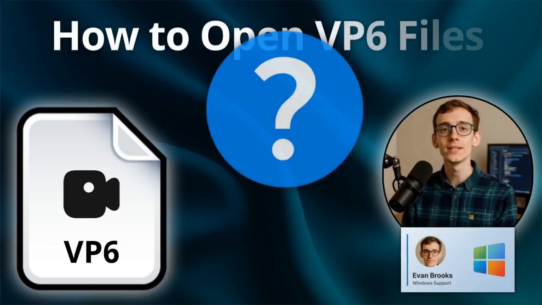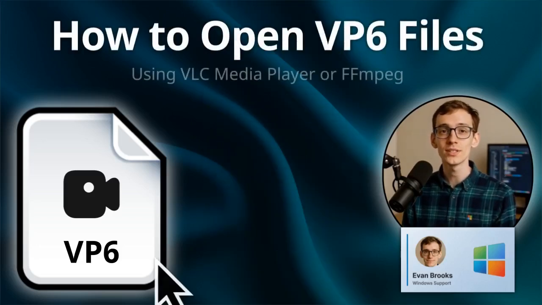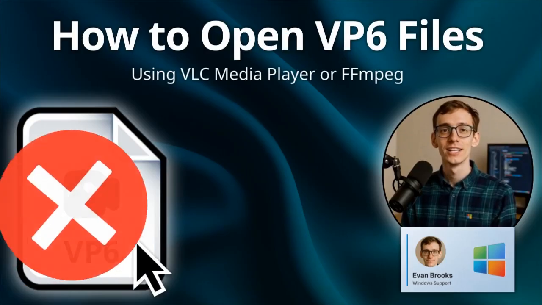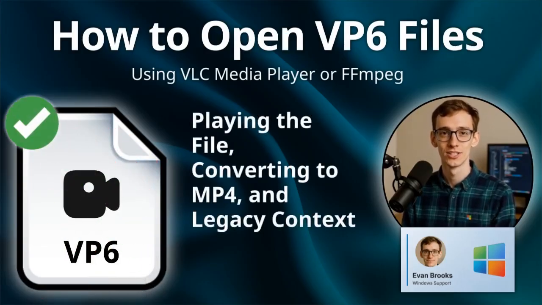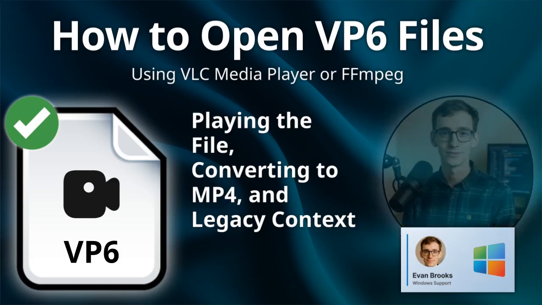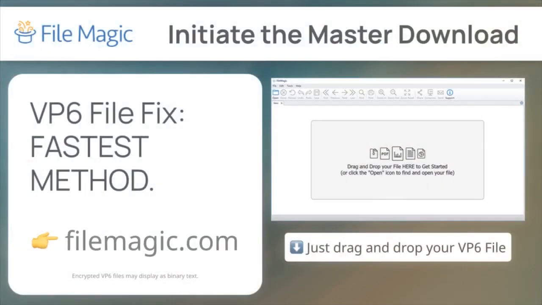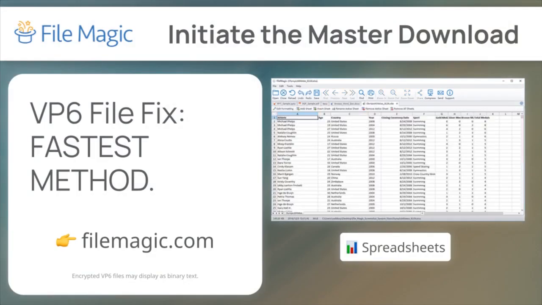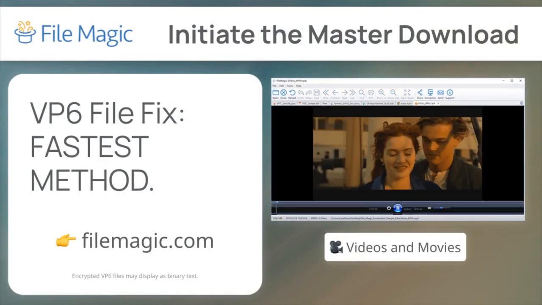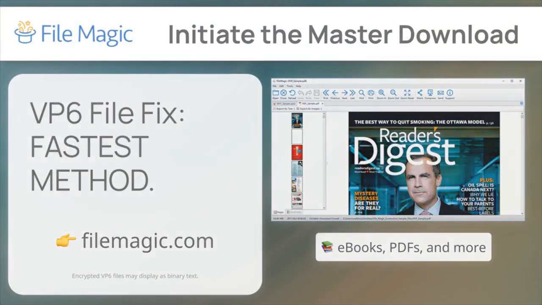The VP6 extension identifies an On2 TrueMotion VP6 video file containing video encoded with On2's VP6 codec, commonly used in Flash video. I'm Evan Brooks, Certified Support Engineer, and I'll help you play or convert these video files. The easiest fixes come first, but I want you ready for the ultimate solution, the magic utility that specializes in the VP6 format. Details below.